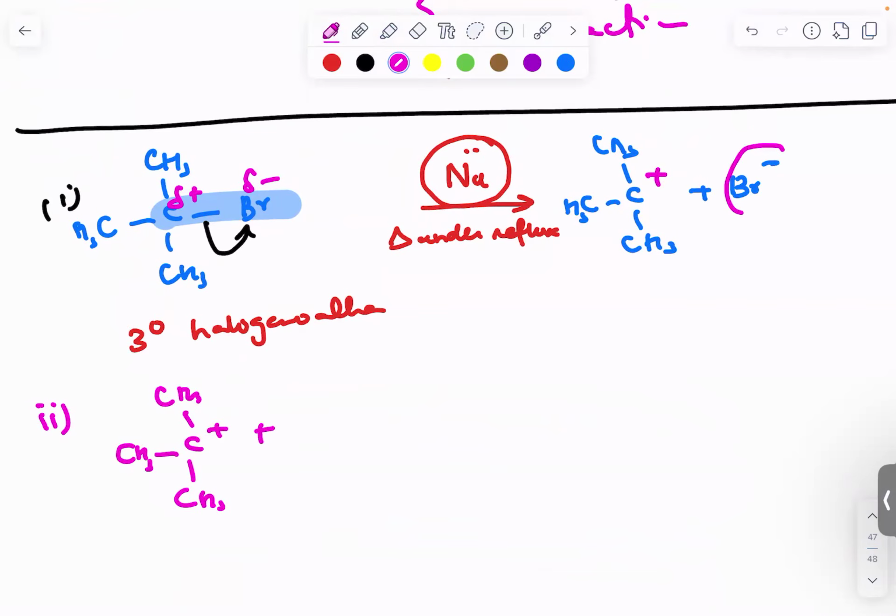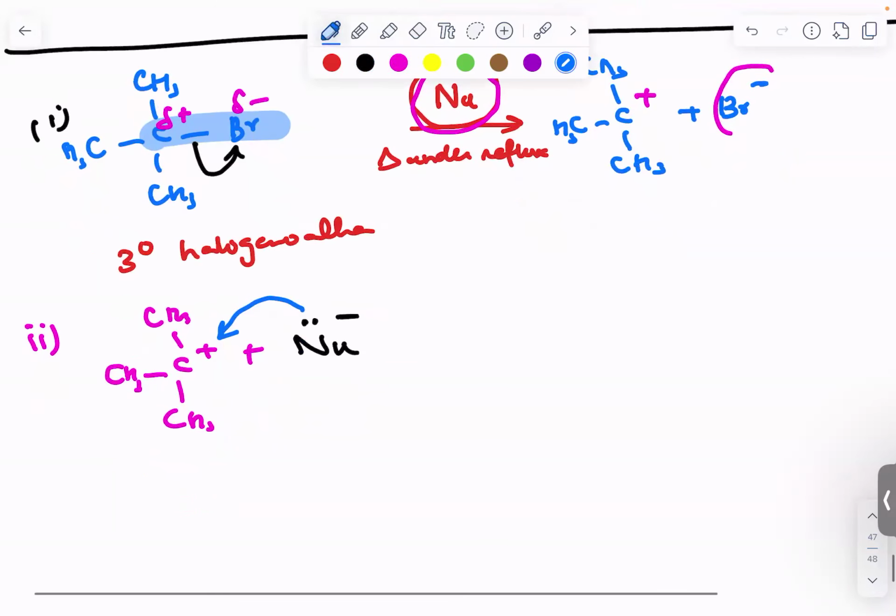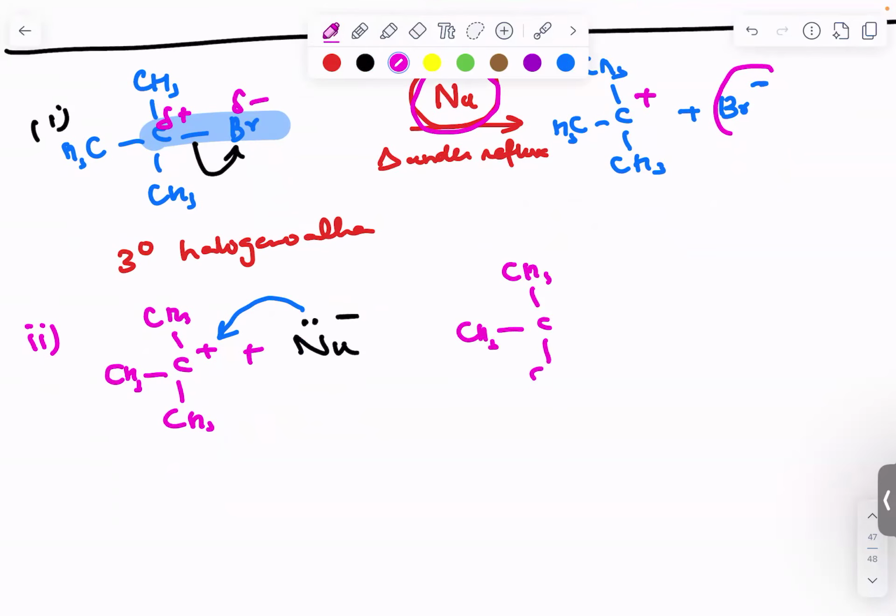Now it is going to react with sodium hydroxide, which I wrote in the form of nucleophile here. So in order to make it generic, I will not write sodium hydroxide. I will simply write nucleophile. And then what is going to happen? This lone pair will attack this carbocation because it is deficient of electrons, having a positive charge, and we are going to get this product.